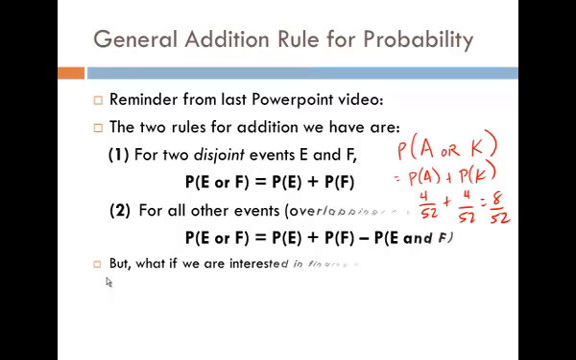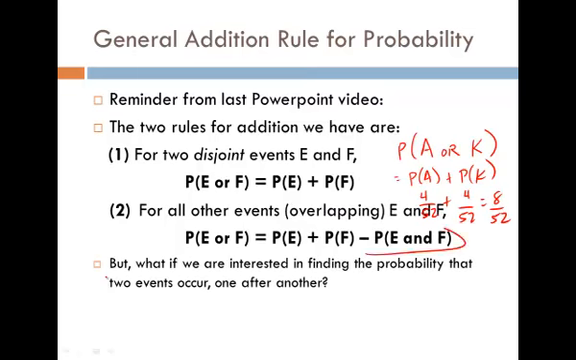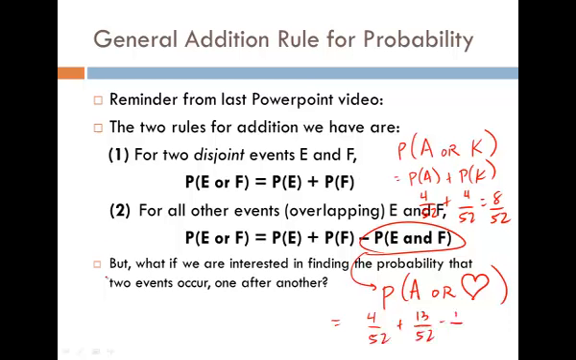When two events are not disjoint, we have to subtract off the probability that they can occur simultaneously. An example would be if we changed the king to a heart, right? An ace or a heart. Well, the ace of hearts is one of the cards. So if we say 4 out of 52 for the aces and 13 out of 52 for the hearts, we have to take away that one ace of hearts. So we can't say 17 out of 52, we have to say 16 out of 52, which can be turned into a fraction, a decimal, or a percent.